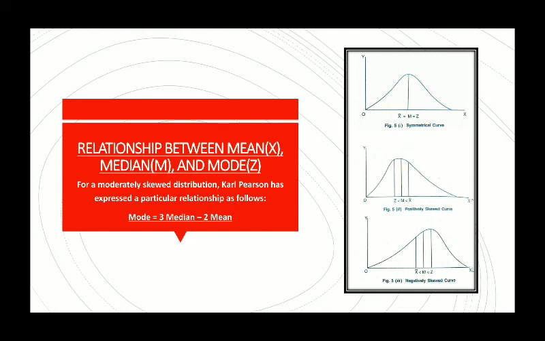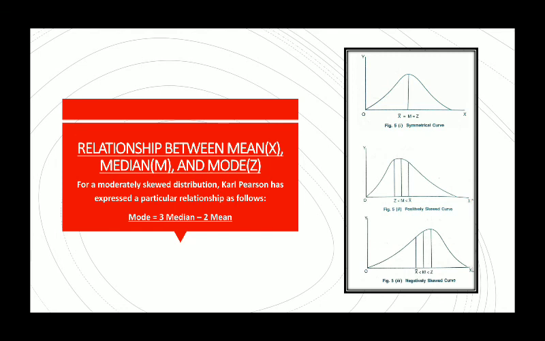Now, in case of asymmetrical distribution, mean, median, mode are different values. We don't have the same value for mean, median and mode. If it is positively skewed, then mean will be greater than median and median will be greater than mode. If it is negatively skewed, then mean will be less than median and median will be less than mode.